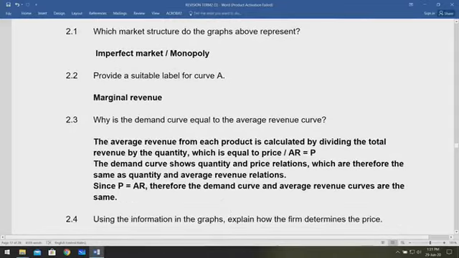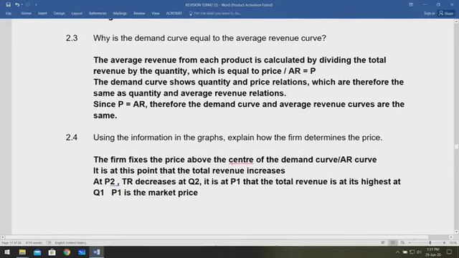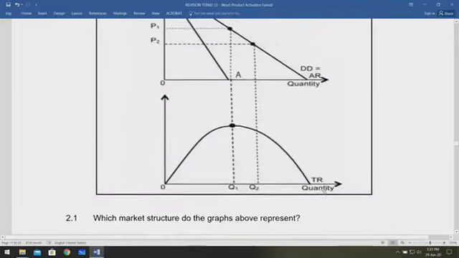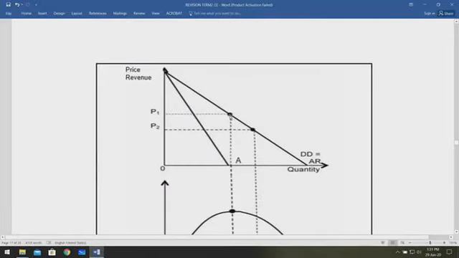Okay? The average revenue from each, the firm fixes the price above the center of the demand curve, or AR curve. It is at this point that the total revenue increases. So at P2, total revenue decreases at Q2. So it is at P1 that the total revenue is at its highest. Okay? Which is there.